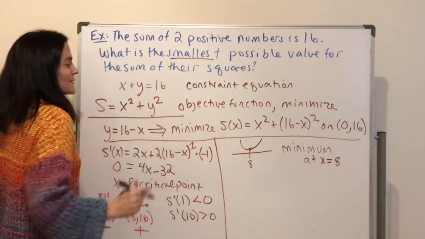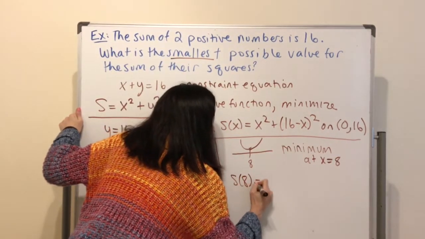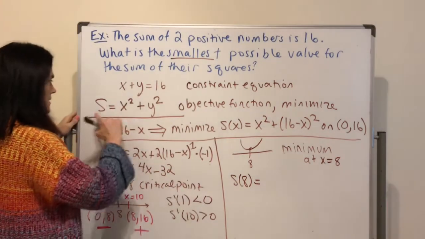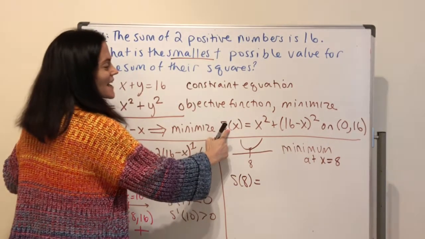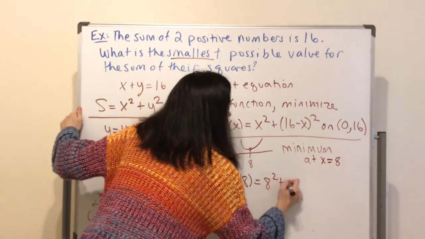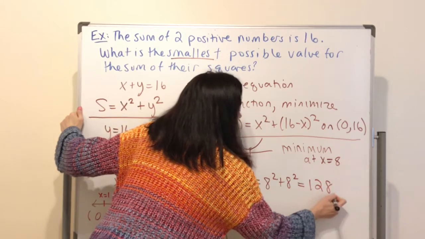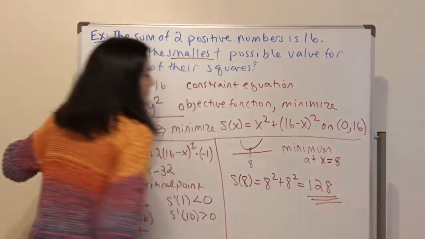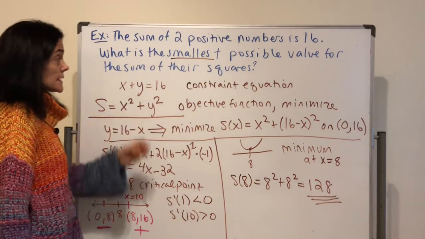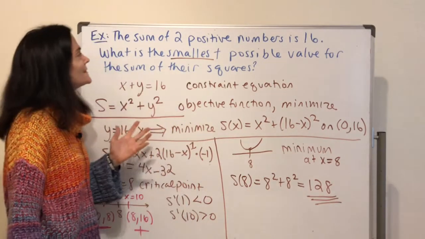This, the sum, okay? So the answer here is s of 8, which is, if we look at the function here, s of x, 8 squared plus 8 squared, which is 64 plus 64 is 128. And this is our final answer. It is the smallest possible value for the sum of the squares.